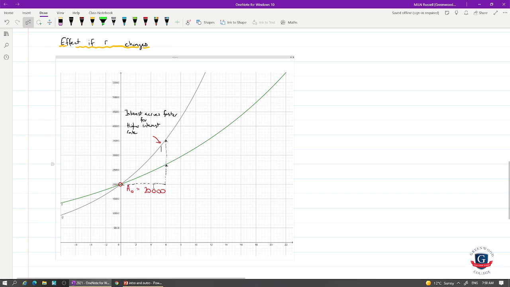This entire line here represents the interest for the 10% per annum loan. The higher the interest rate, the more interest we pay. And in this case, we could estimate that for the 10% loan at 6 years, we'd be paying about $15,000 of interest to have the money for that length of time.